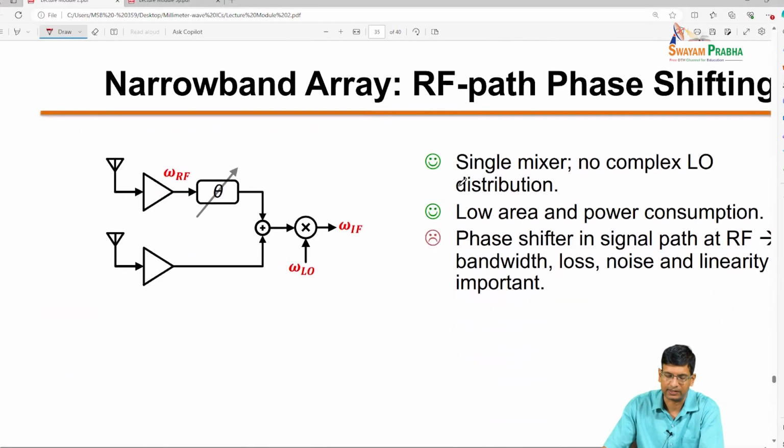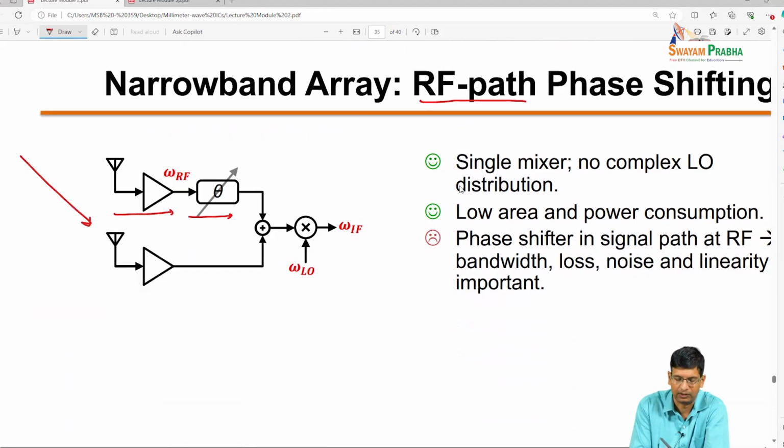But the question becomes, now that I want a phase shift, where do I implement the phase shift, right? And this is again a benefit of integration. I can do the phase shifting in the RF path, right? So the signal comes in, considering a simple 2-element array, the signal is coming in from a direction, seeing an extra phase shift in another path, adding up coherently. I'm multiplying it with the LO and it is coming down to IF, right?